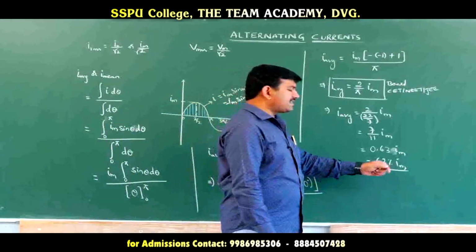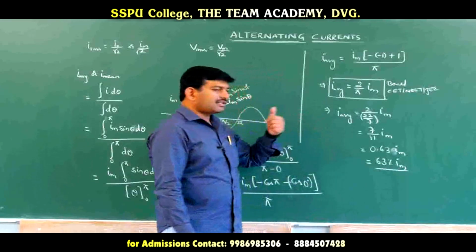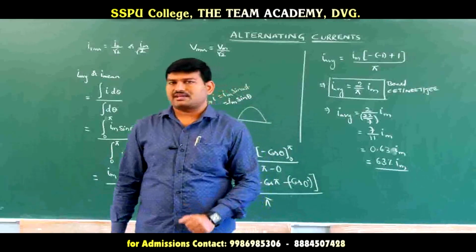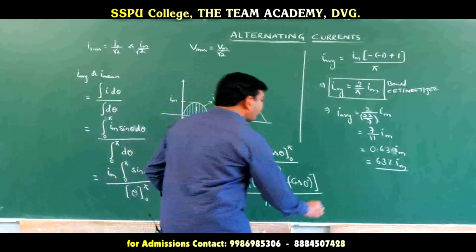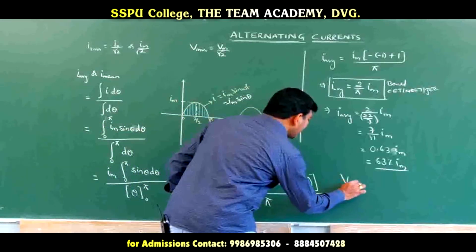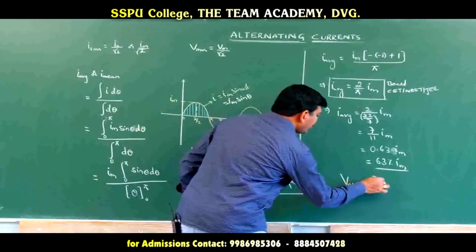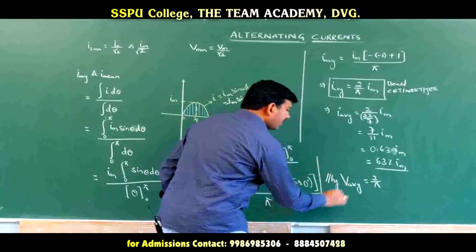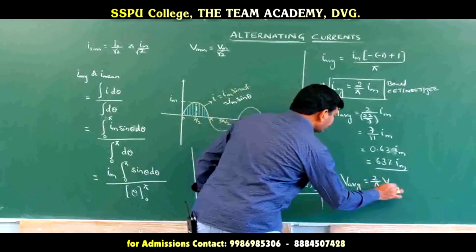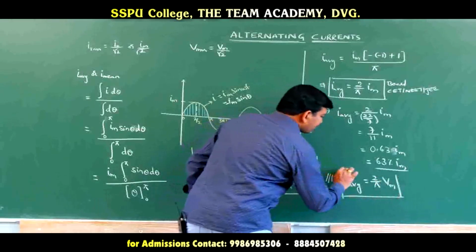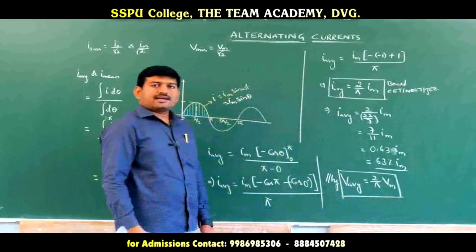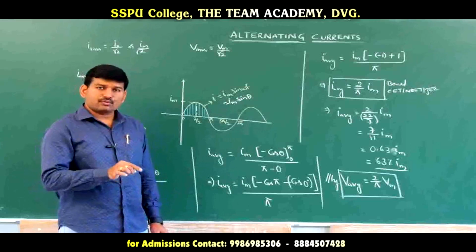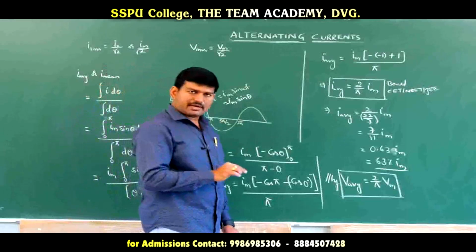63% of the maximum current is nothing but the average current over the half cycle. In a similar way, average voltage can be written as V average is equal to 2 by pi into Vm, where Vm refers to the maximum voltage. So IRMS is equal to Im by root 2. VRMS is equal to Vm by root 2.